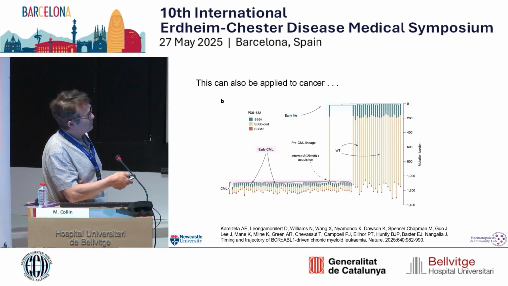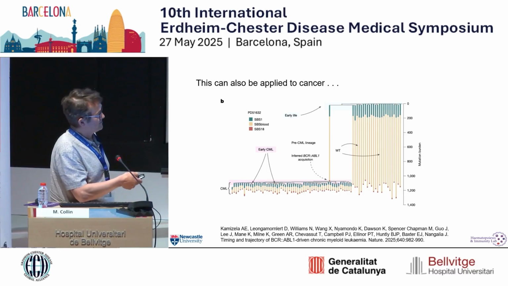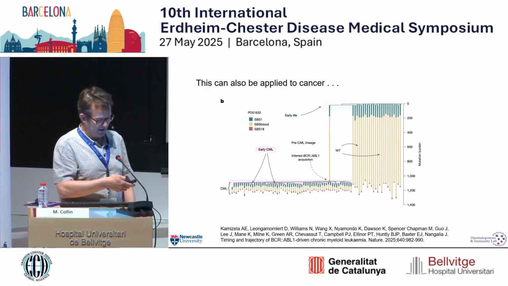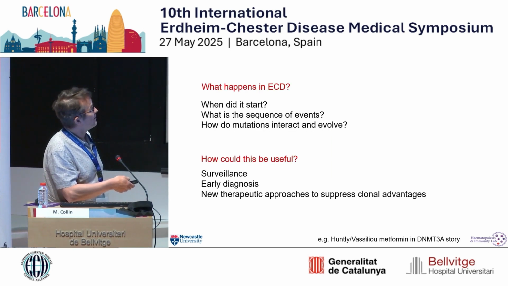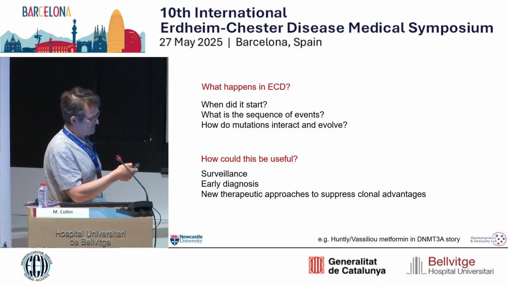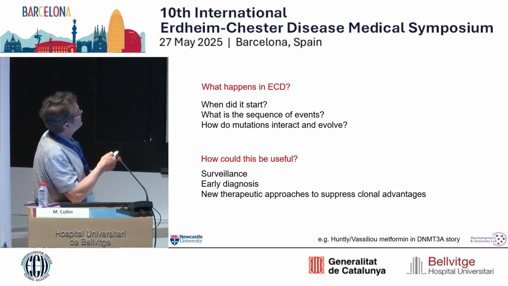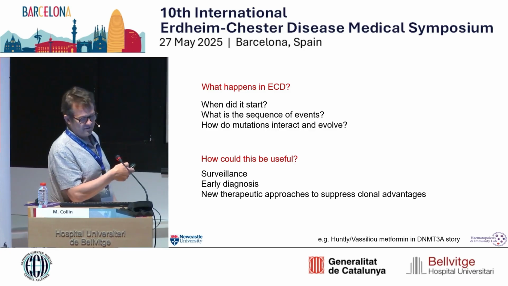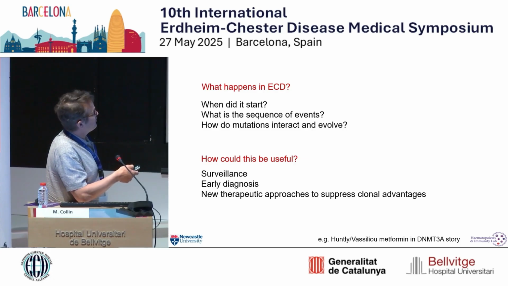So you can pinpoint the time of this mutation, you can measure the selective advantage for this clone, and you can see exactly how the disease evolves in great detail. So we were keen to apply this kind of analysis to histiocytosis in order to address these kind of questions. So how far back did it start? What is the sequence of events if there are multiple events? And how do these mutations interact and evolve?